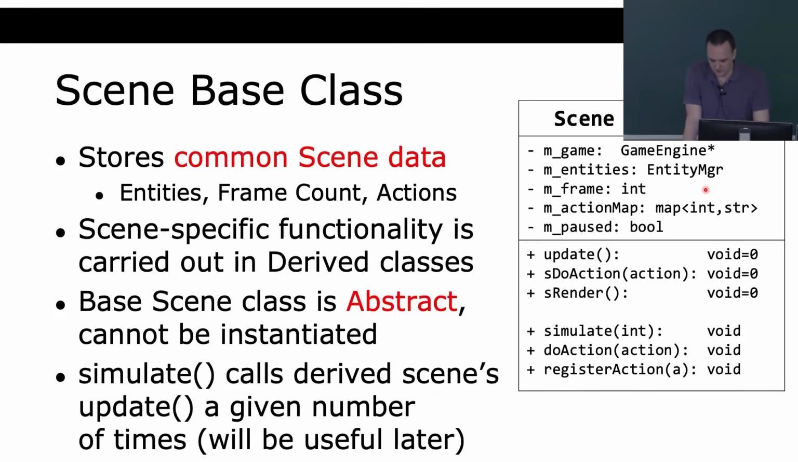And we have a new function here, which is called simulate. Maybe it's a bad name, but essentially what simulate does is it calls the derived scene's update a given number of times. And the reason for that, as we'll find out later, is we may want to do something like call the game's physics update multiple times before we call the rendering function. And this is just one function that we can use to do that. And all of this, like do action and register action, that's stuff that we'll talk about in the next lecture.